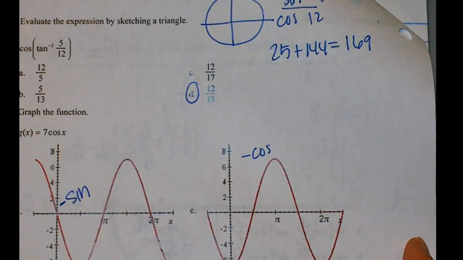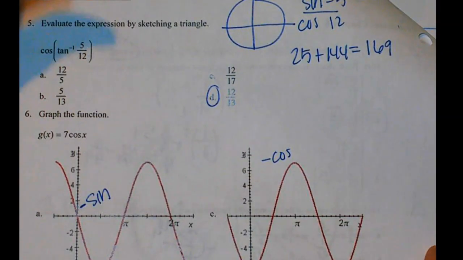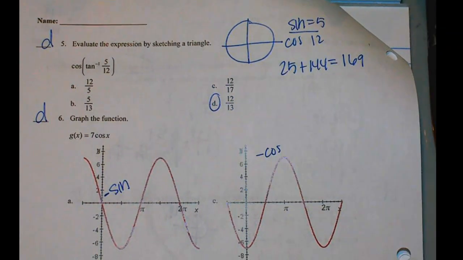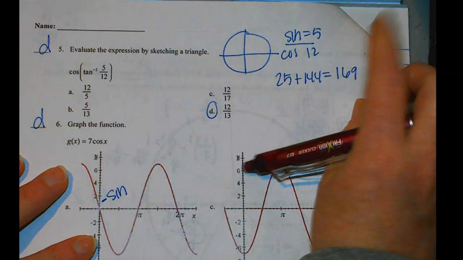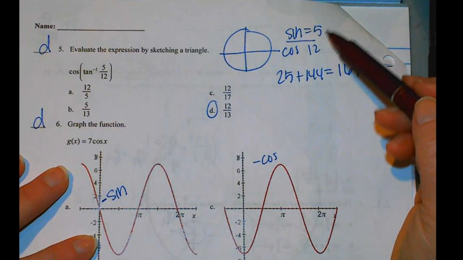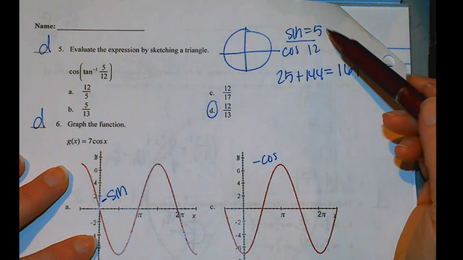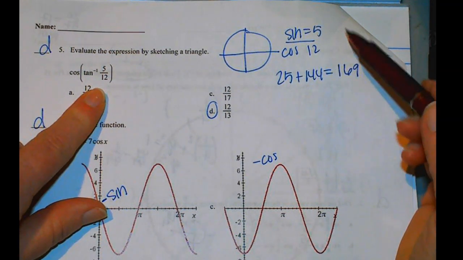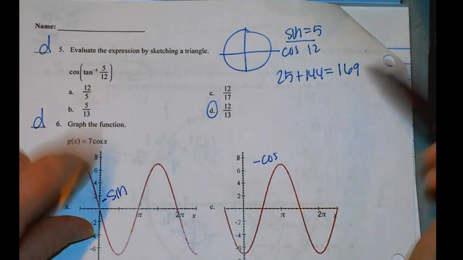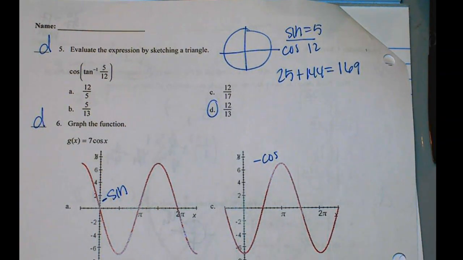Evaluate the expression by sketching a triangle. This one may have been a little bit difficult, but we did some triangles. We just didn't necessarily have it written out like this. Most of you did do a triangle. I didn't necessarily write it as a triangle, but I knew that sine over cosine was the 5 over 12, and then I was able to find the other value was 13 with the Pythagorean theorem.